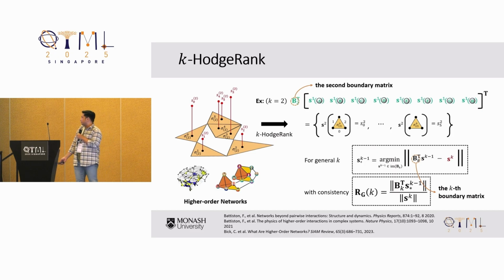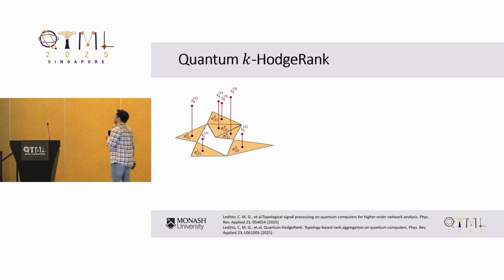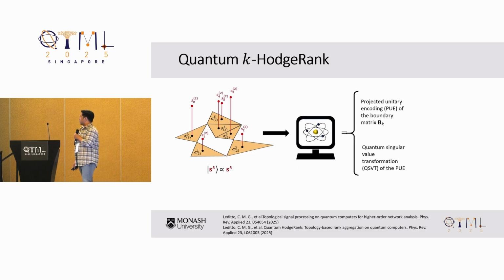BK is the K boundary matrix. Okay, so the algorithm, the quantum HodgeRank, is the quantization of the HodgeRank. Given the input data encoded in the amplitude of this quantum state, we use projected unitary encoding of the boundary matrix and QSVD to approximate the projection to the solution of HodgeRank. So the solution is now in a quantum state.